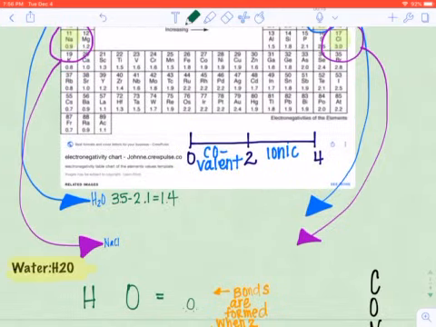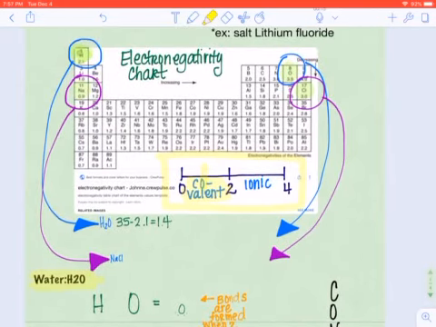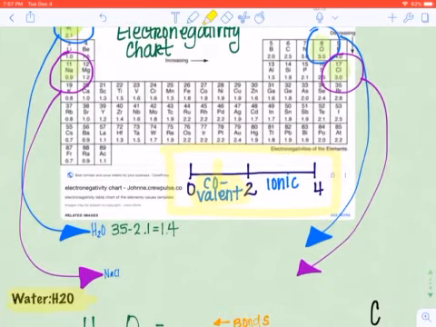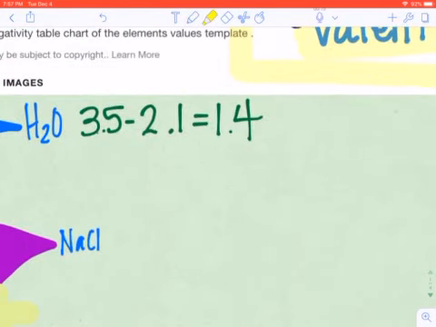And then we have this handy dandy little chart right here that is going to tell us whether that difference in electronegativity puts us in the range of a covalent or an ionic bond. So 1.4 is going to fall somewhere in here, and that is in the covalent range. So our water molecule is going to be our covalently bonded molecule. Do the same process for sodium and chlorine, sodium being 0.9, chlorine being 3. So let's do our subtraction.